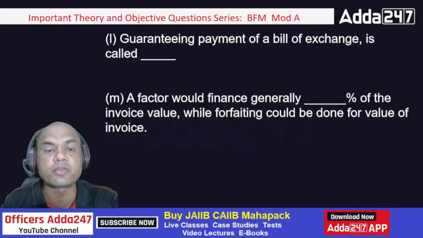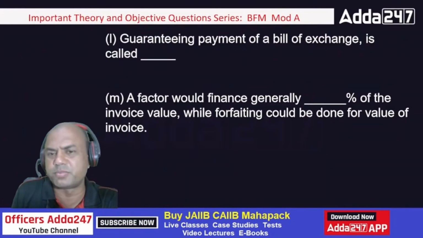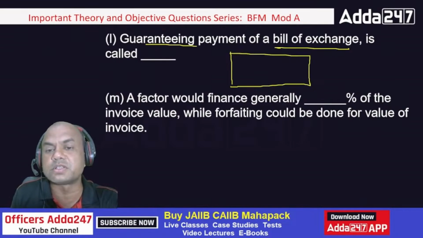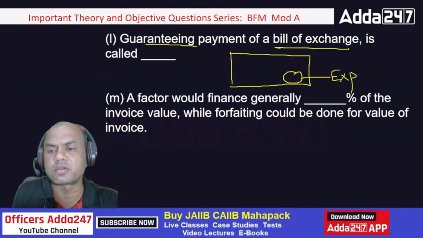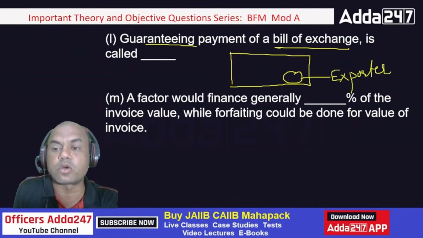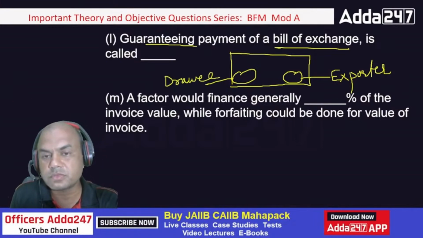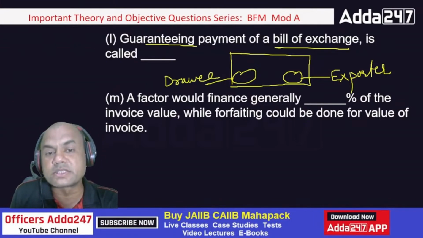Guaranteeing the payment of bill of exchange is called as... Now what is this? Bill of exchange. Guaranteeing the payment of this means what? See here, this is bill of exchange means what? It is always drawn by the drawer, exporter generally. This is exporter or drawer. Okay. It is drawn on whom? The importer, or this is known as drawee. Drawee.